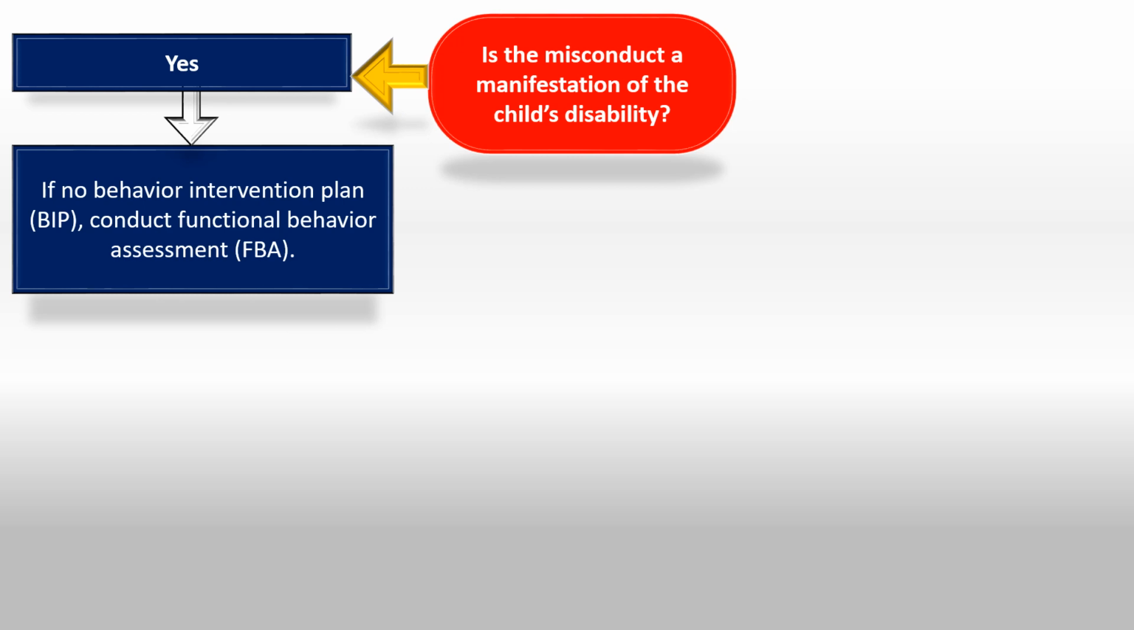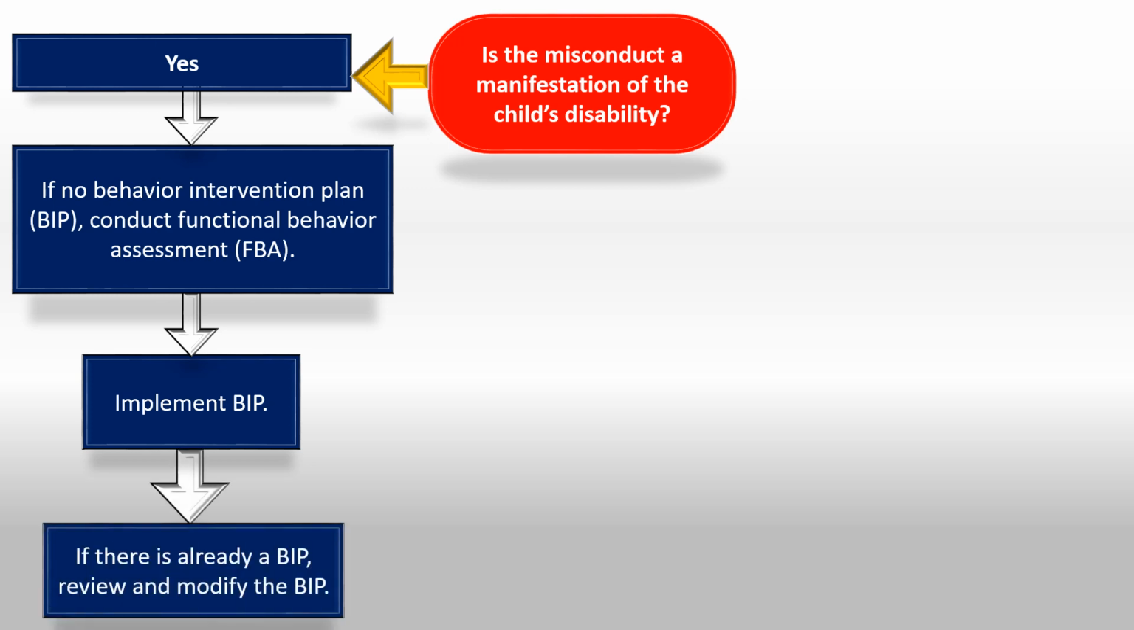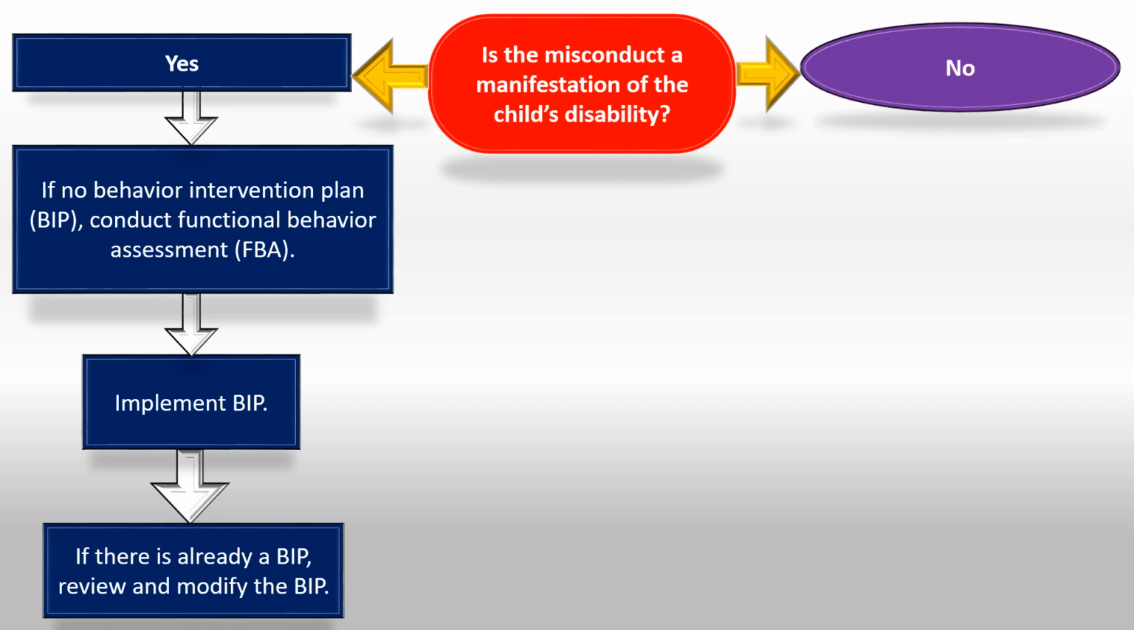If yes, and if there is no behavior intervention plan, a functional behavior assessment will be conducted. Then a BIP, behavior intervention plan, will be implemented. If there is already a behavior intervention plan, or BIP, the committee will review and modify the BIP.